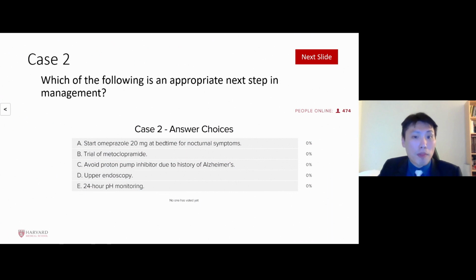Is it A, starting an omeprazole 20 milligrams at bedtime for his nocturnal symptoms? B, trial of metoclopramide? C, avoid PPI because he has a history of Alzheimer's? D, perform an upper endoscopy? Or E, perform a 24-hour pH monitoring?